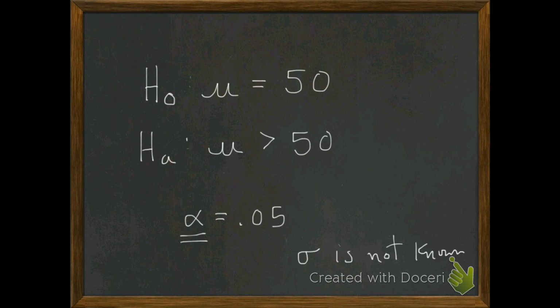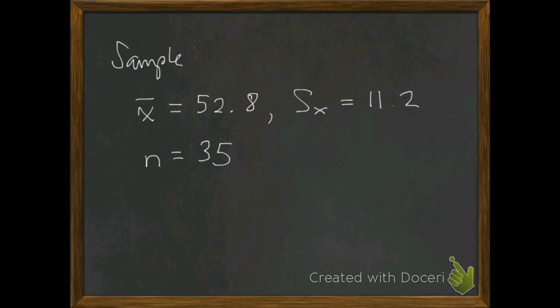Well, the first thing we'd want to do is we'd want to go out and collect a sample. And let's say, for the sake of this sample, that we decided to collect measurements on 35 people. And after analyzing the data, we see that the sample mean for these 35 measurements is 52.8. And the sample standard deviation is 11.2.